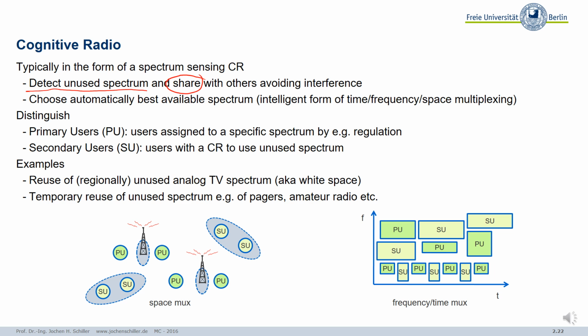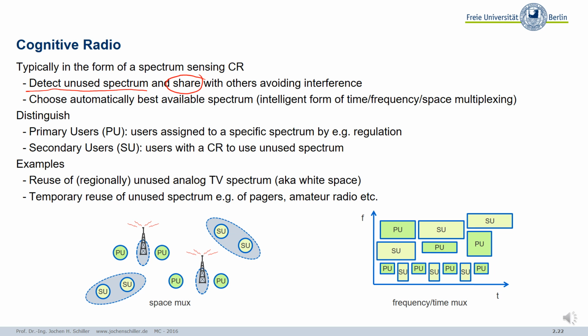Something similar is done today with wireless LAN systems. So you scan the spectrum, you scan all the available channels, and then your DSL router usually decides, okay, well, there are maybe 10 wireless LANs on channel 1, but there's only one on channel 4. Then I go on channel 4, something like this.